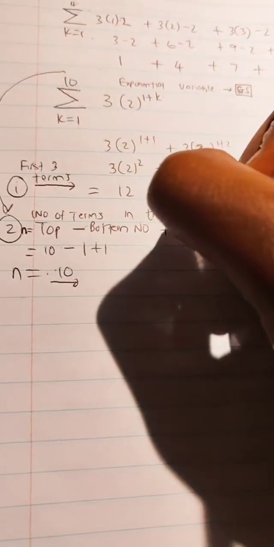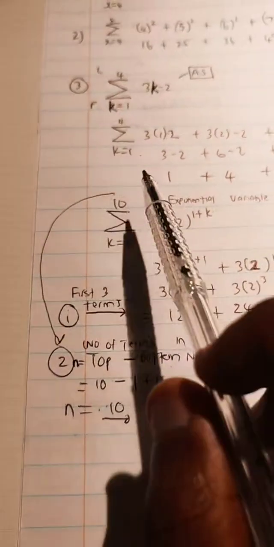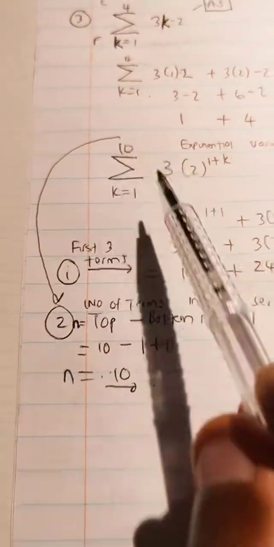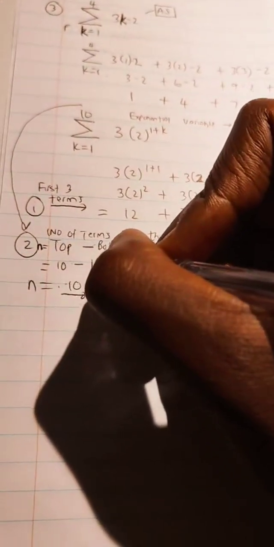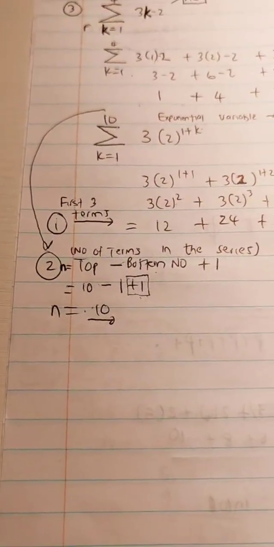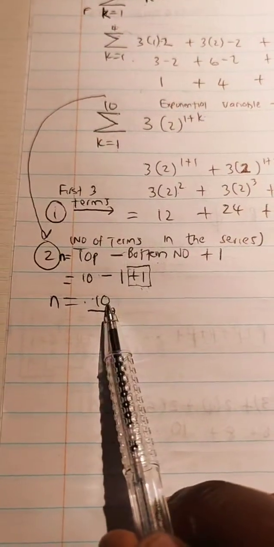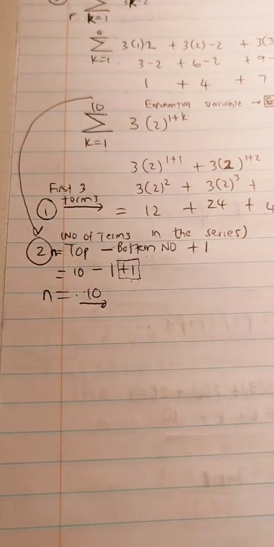The number of terms, please, that is the next thing you need to establish. What is the number of terms in the series? You take the top number, subtract the bottom number, then as per norm, add 1. Guys, always add 1 so that you can clarify how many terms there are. So there are 10 terms in total. 10 of them, that's the number of terms that you have.